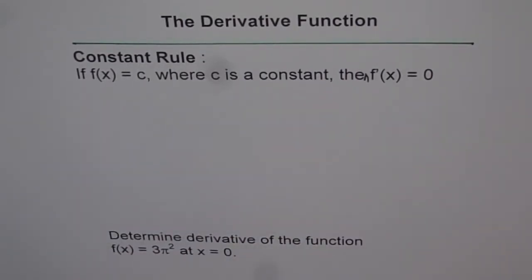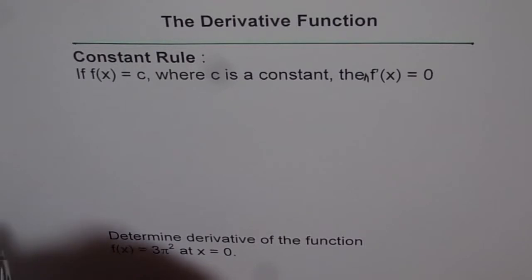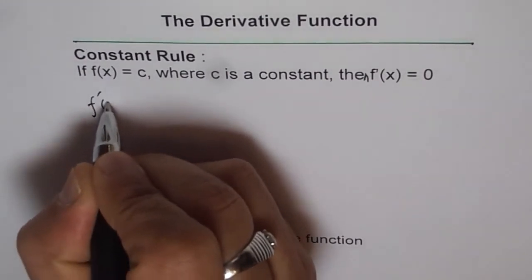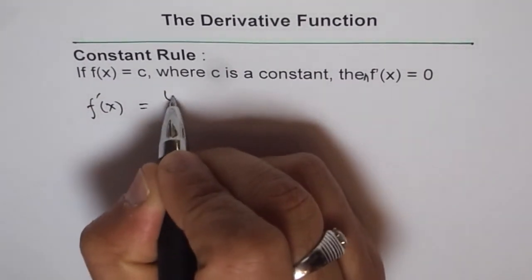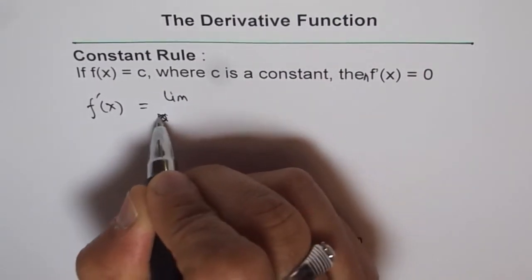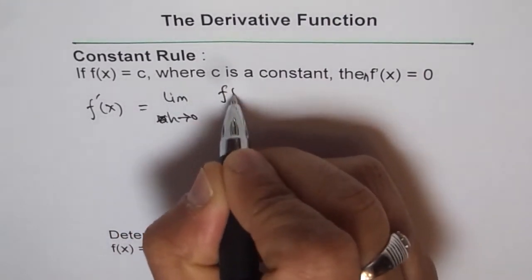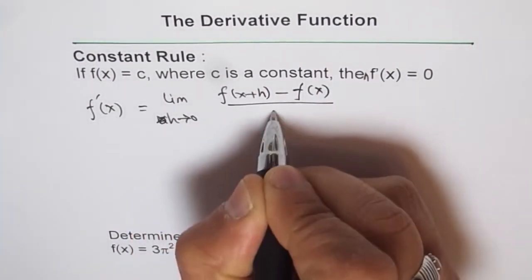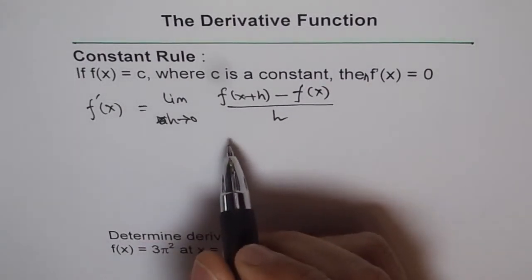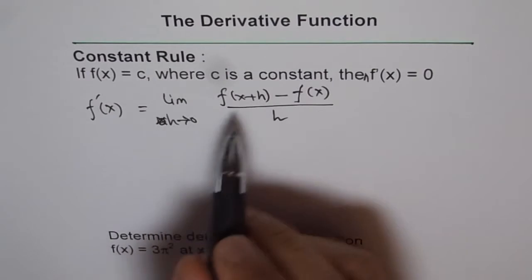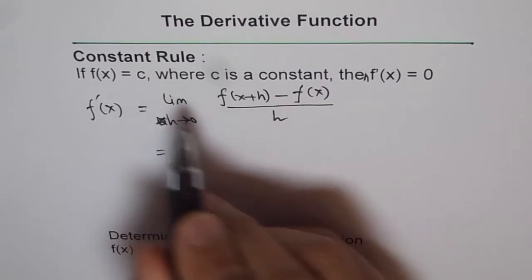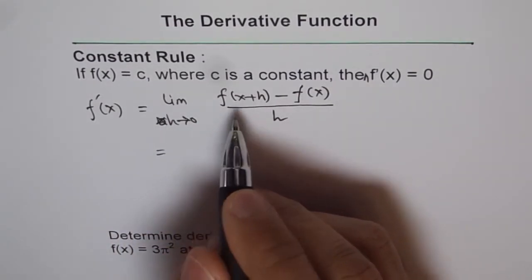Now it's a good idea to prove it. So let's prove it for once, and this is what we are going to do here. So we'll use the basic limit definition, right? So f dash or f prime of x can be written as limit h approaches 0, right? F of x plus h minus f of x over h, correct? Now for our function, which is f of x equals c, what is f of x plus h? There is no x term in it, right? It's just a constant c. So at every point it is just c, right?